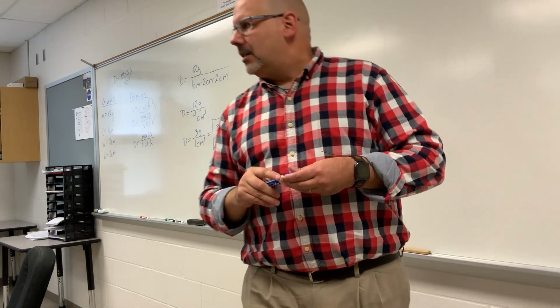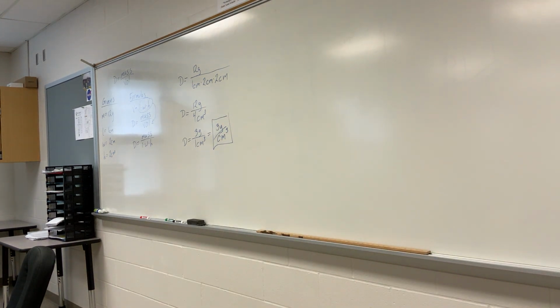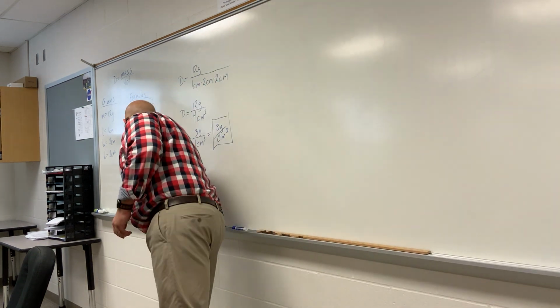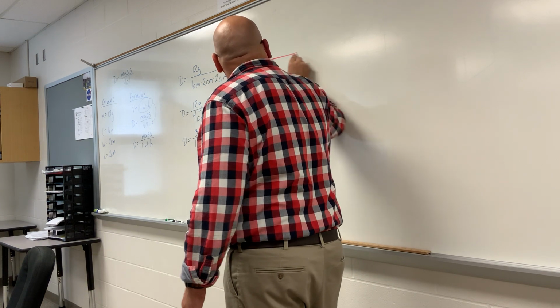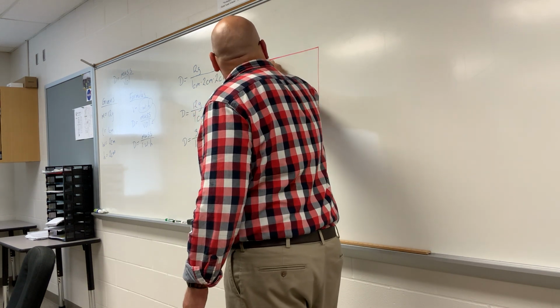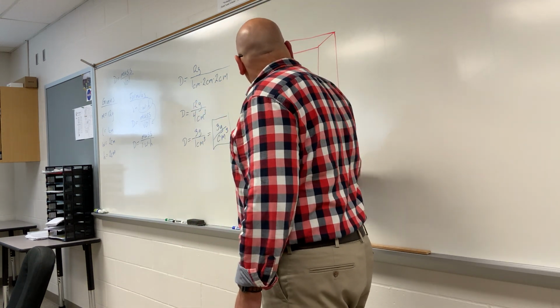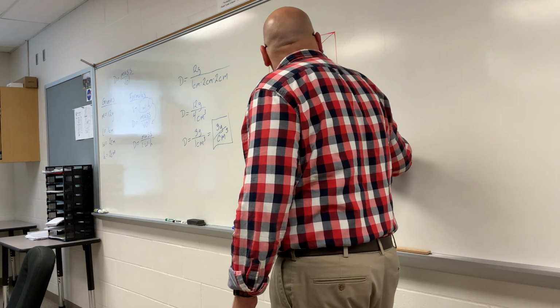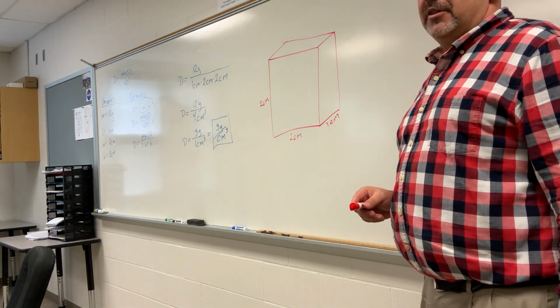What does that mean? Per cubic centimeter, it's 3 grams. Right. One thing I want you to do too is diagram this. We have a box that's 2 centimeters by 2 centimeters by 1 centimeter. So what's the volume of that box?